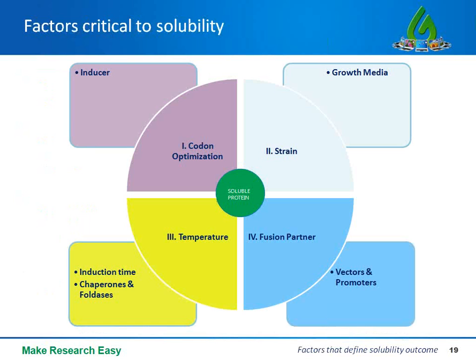Now this slide depicts some of the parameters that impact protein solubility, and playing around with these factors could help you achieve your desired goal. We feel that inducer, growth media, induction time, chaperones, vector and promoter choice, codon optimization, E. coli strain, temperature, and fusion partners are all important considerations. Since I discussed most of these aspects in my previous webinar in May and June, I'll skip the rest and go straight to the fusion partner topic.